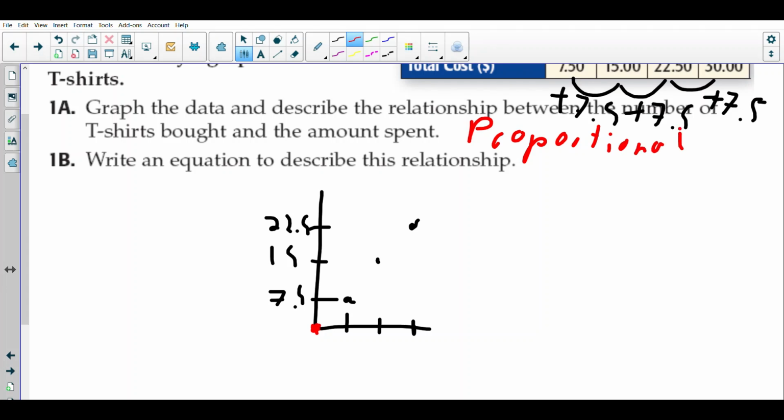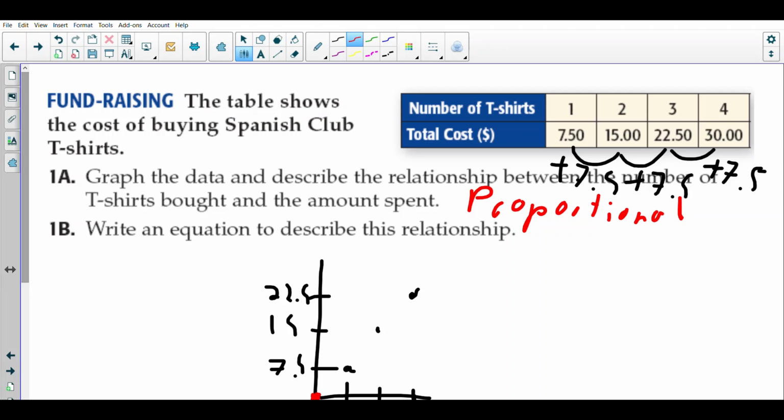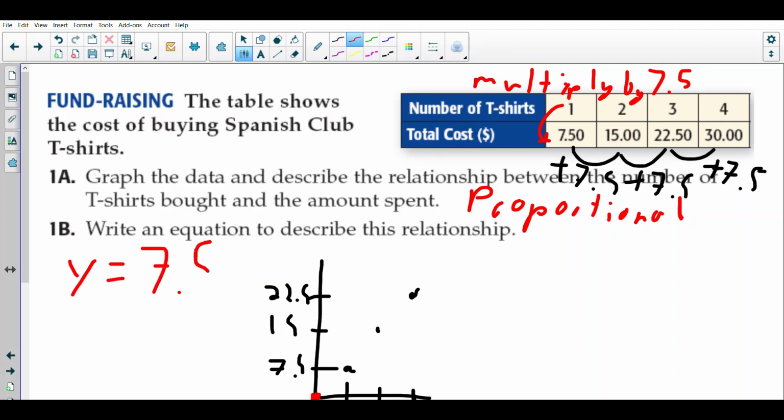And once again, if we look at what we are multiplying the top number by every time to get down here, it looks like we multiply by 7.5. So we can make a general rule that says y equals 7.5x.